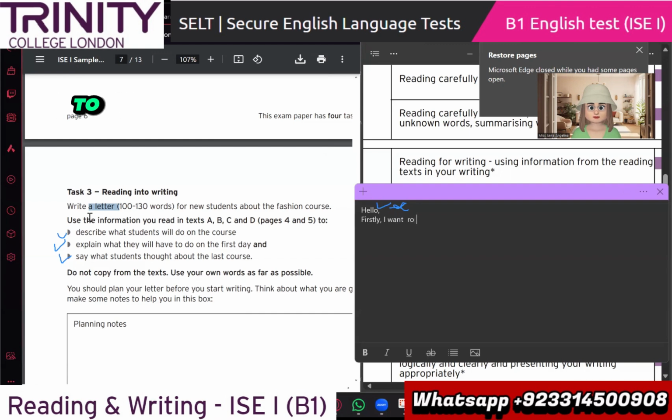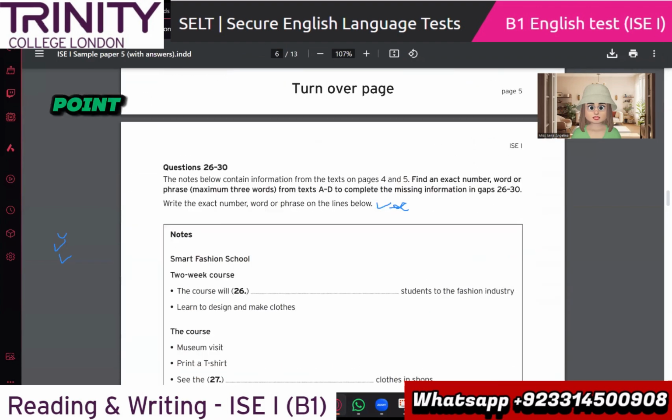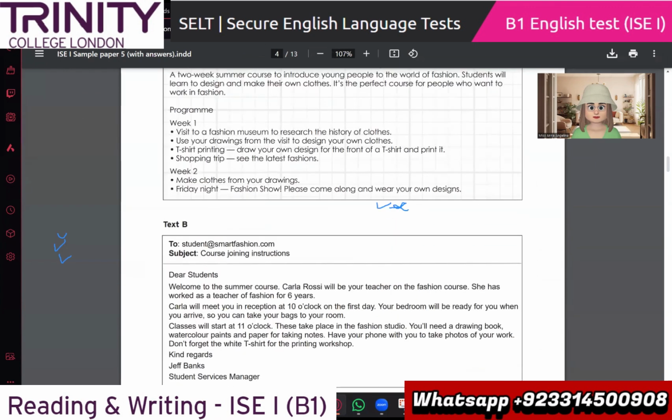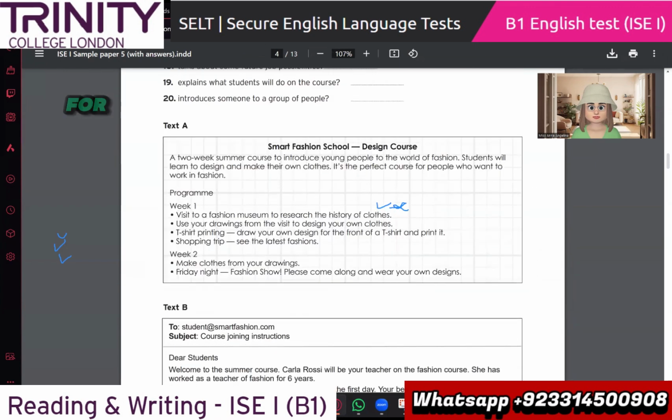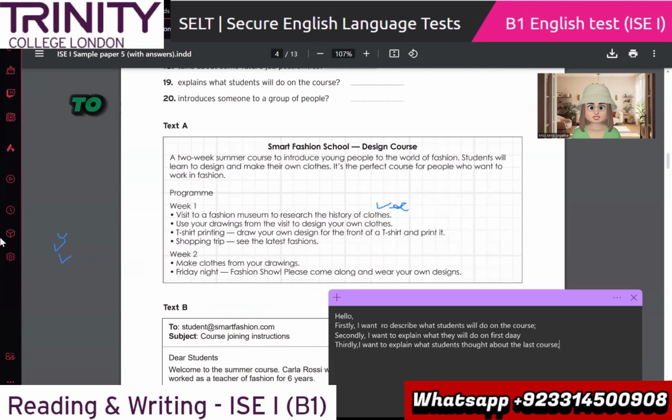Firstly, I want to describe. What should I write next? Secondly, I want to explain what they will do on the first day. For this, of course, now we need to go back to the text and find our answers. I'm going to take you to point one and you will find it by yourself, or you can just find it and tell me, I will type for you. It says, firstly, I want to describe what students will do on the course, and that's given in text A. Can you read text A and explain it to me?